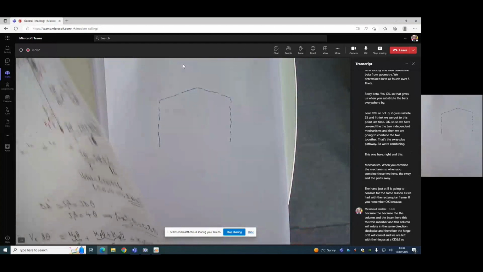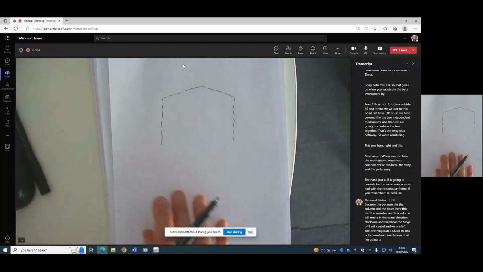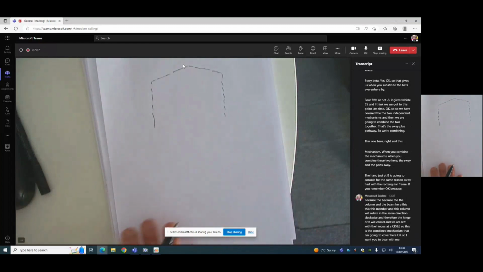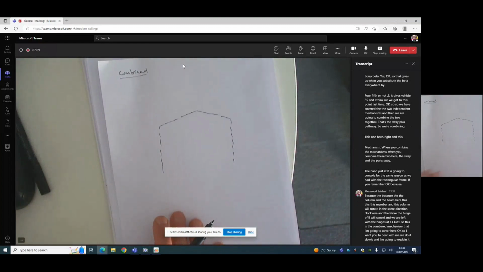So this is the combined mechanism that I'm going to cover here, okay? I want you to bear with me. We do it slowly, and I'm going to explain it. So this is the combined, okay?